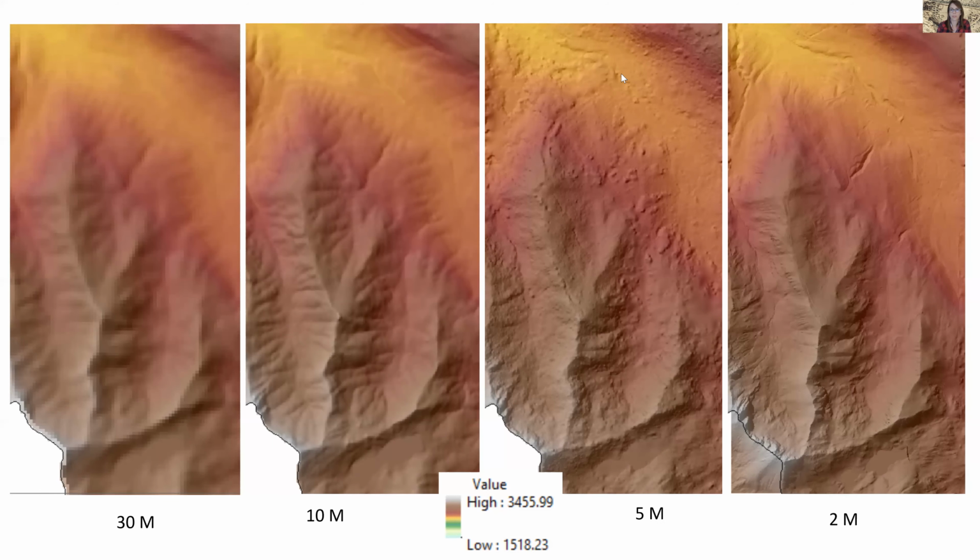Oh, we got a question. Is it weird that the 5 meter seems more fine than the 2 meter? Not necessarily, because we can't really zoom in. I'll zoom in on these in a second and we'll start to see some of the differences. I get what you're saying. There seems to be a little bit more detail in some of the areas of the 5 meter.